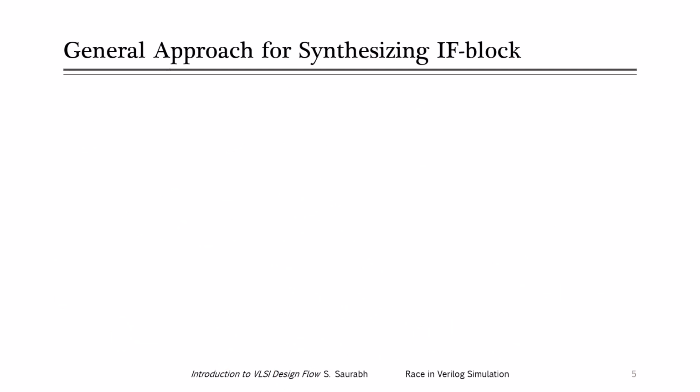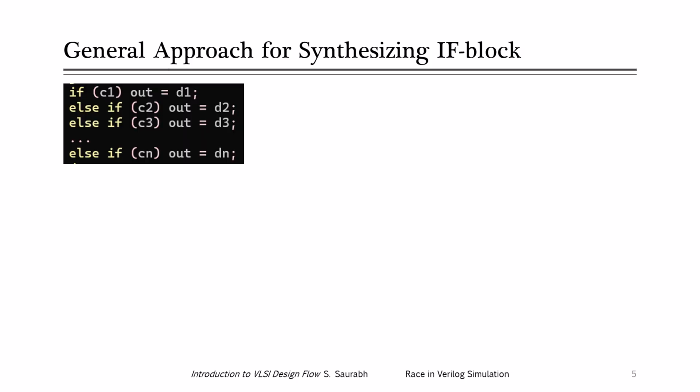Now let us look into what could be a general approach for synthesizing an if-else if block. Suppose we are given this if-else if block. In this block, depending on the conditions C1, C2, C3, Cn, the out gets the values D1, D2, D3, Dn. Note that all these conditions C1, C2 to Cn can be a Boolean variable or a complex Boolean function. Similarly, D1, D2, D3 to Dn can be complex Boolean functions or simple Boolean variables.